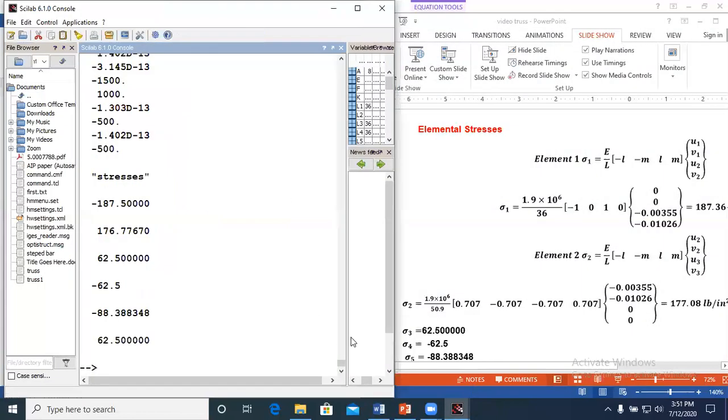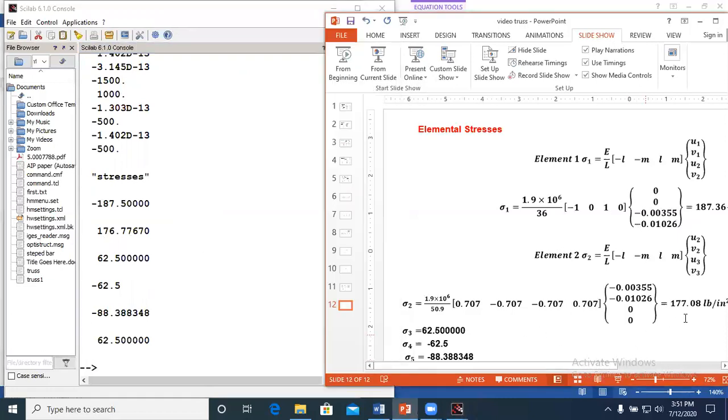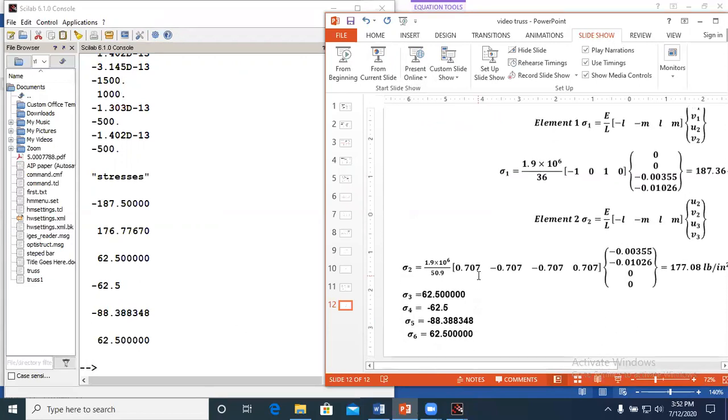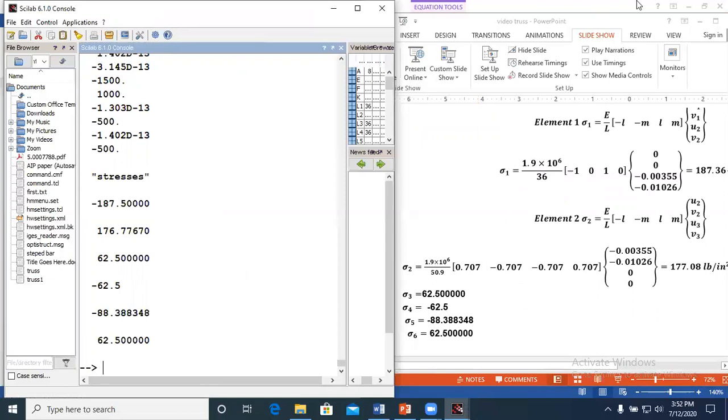Now you can see here the stresses. The first one is 187.5. The second one is 176, and here it is 177, a slight difference will be there. Then 62.5, 88, and 62.5. In this way, we can analyze the stress structure. Okay. I will end this one.